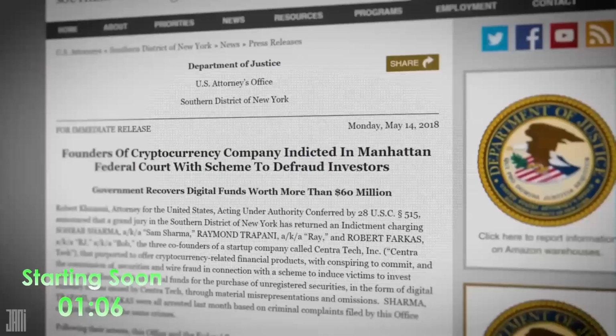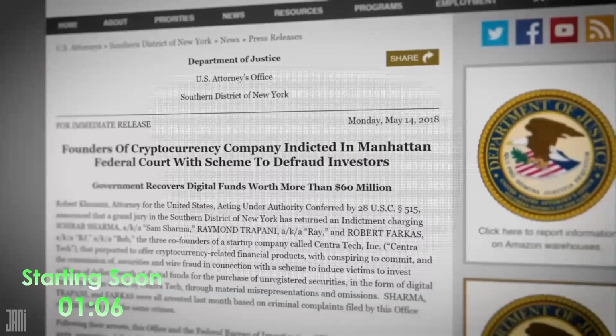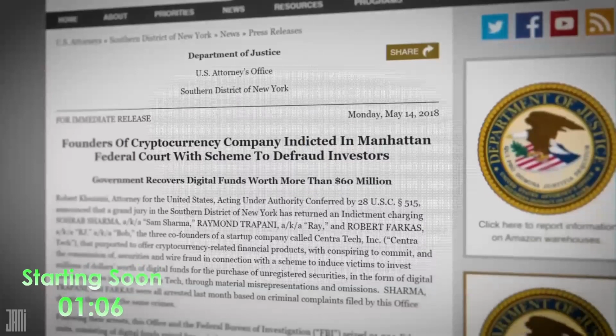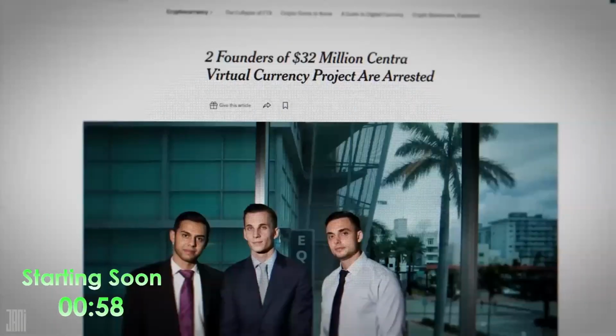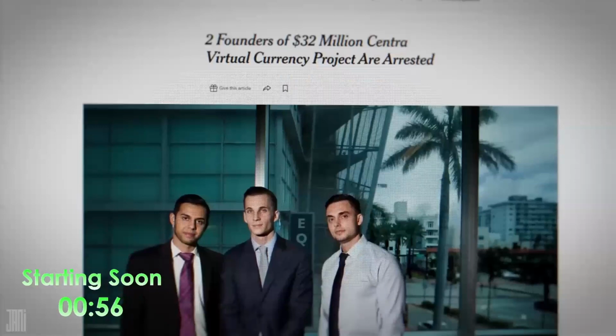Centratech was a project that was promising to deliver financial services to the cryptocurrency world. The coin had raised $32 million. Turns out they lied about their CEO, who wasn't even a real person that existed. They lied about business deals with MasterCard and Visa, and its co-founder, Sam Sharma, was eventually sentenced to 8 years in prison. ICOs effectively became a casino to gamble unregistered securities.